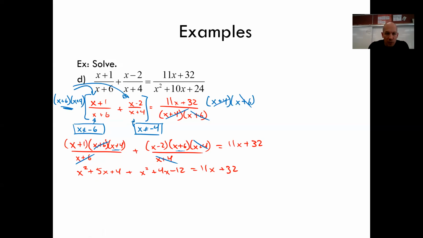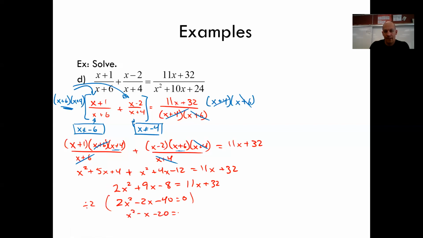Pretty straightforward from here on out. You've just got to collect like terms. So this is, let's see, 2x squared plus 9x minus, let's see, 4 and 12, negative 8. So this becomes 2x squared minus 2x, and then we'll subtract that. So we got 40 over here. And I'll divide everything by 2 because it's just easier to do that. And then we get, what's this, (x minus 5)(x plus 4). So what we get is x equals 5 and negative 4.